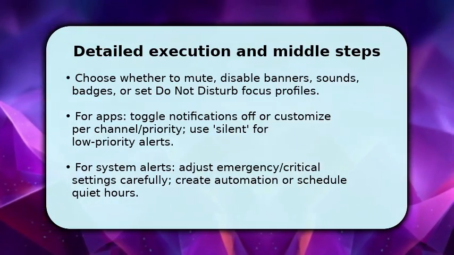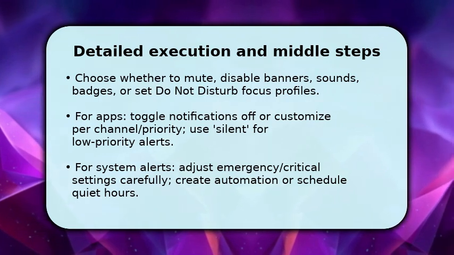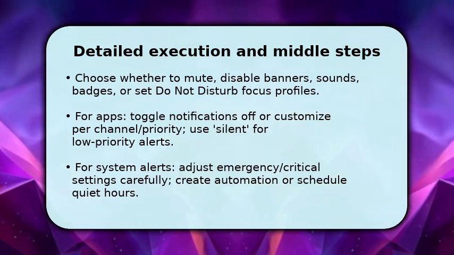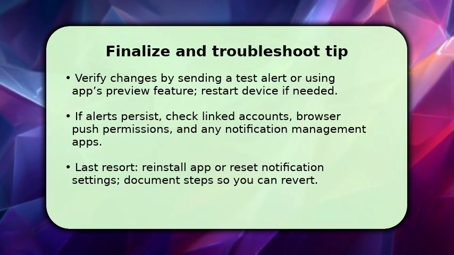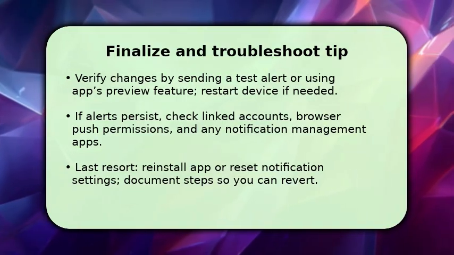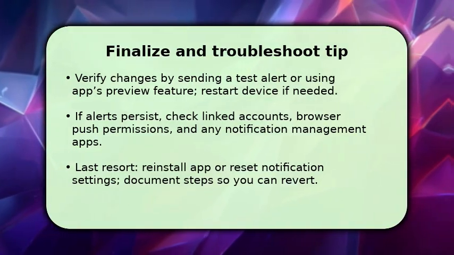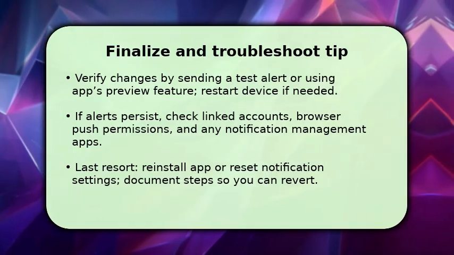Finish by validating your changes. Trigger a test notification or use the app's preview to confirm silence. If alerts keep coming, inspect related accounts, browser push permissions, and any third-party notification managers that may re-enable alerts.